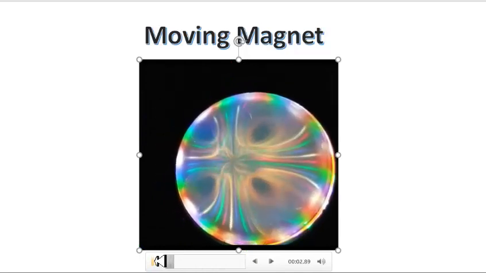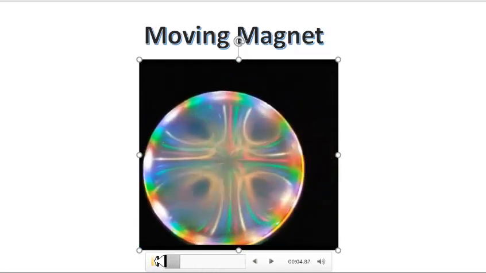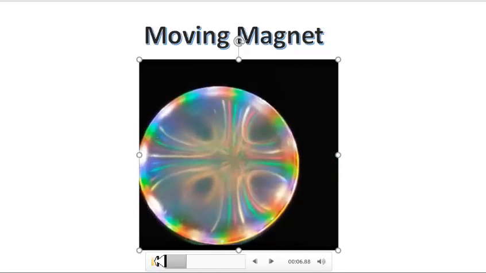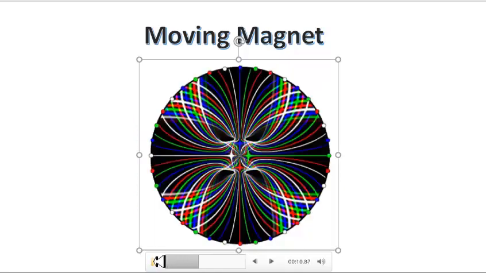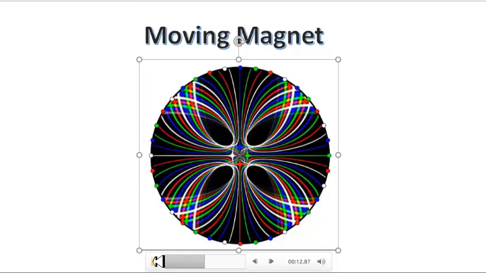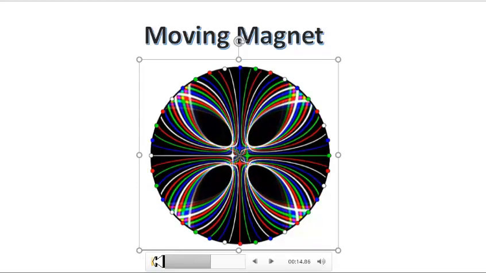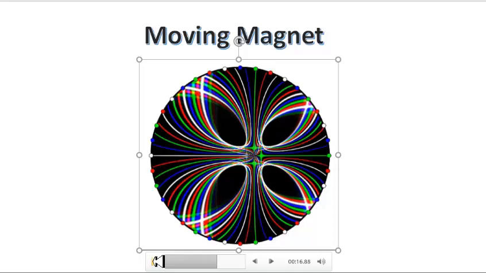So let's look at this one more time. I'm moving the ferrocell around relative to the magnet, and in the simulation I am going to move the magnet around relative to the ferrocell.